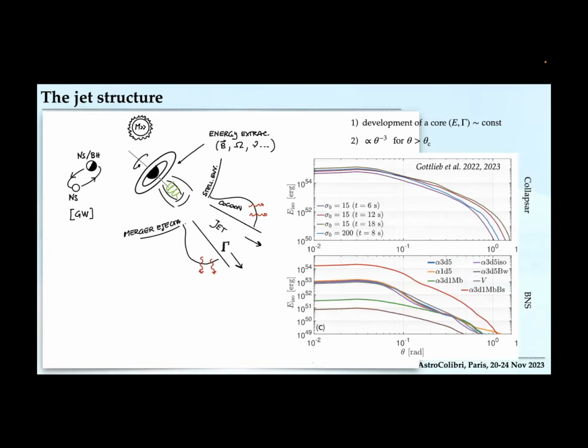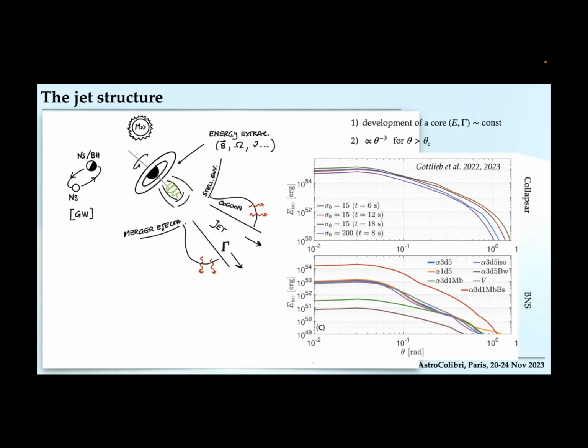Third ingredient, the jet structure. This was mentioned also before. So we naturally expect that gamma ray burst jets have a structure, in the sense that their properties depend on, for instance, the polar angle. And this is of course natural, because if you think about the jet, it's not born in a completely vacuum ambient. It is born near the central object, and it has to expand within the environment, whatever it is, the stellar environment or the ejecta material.